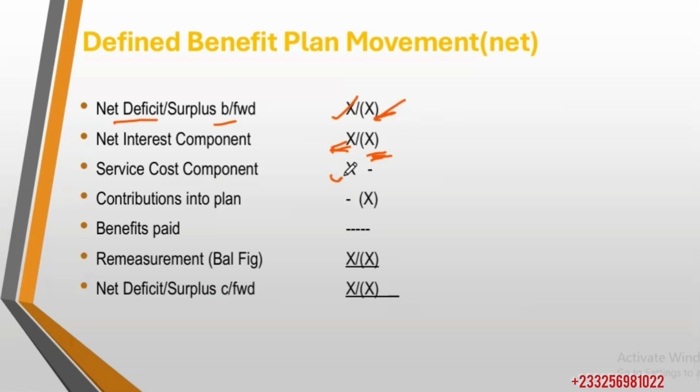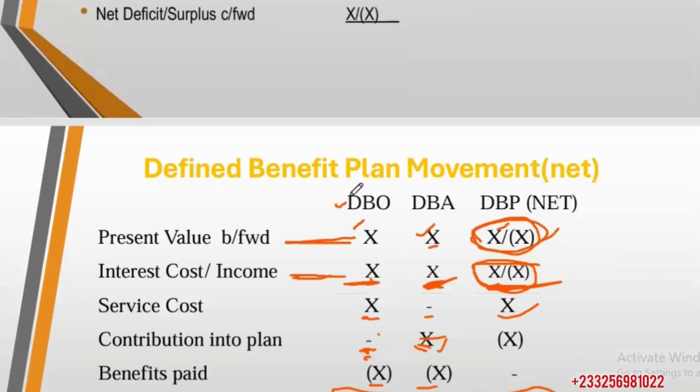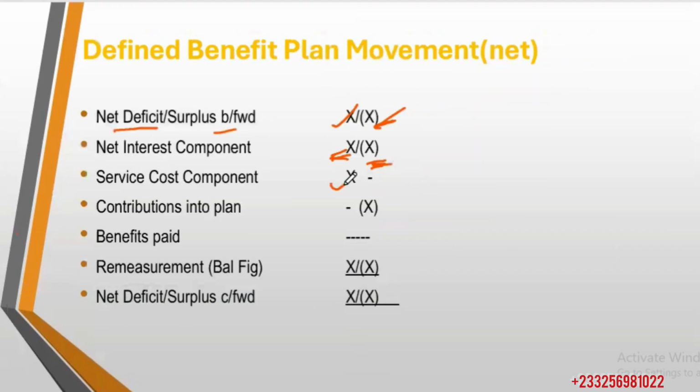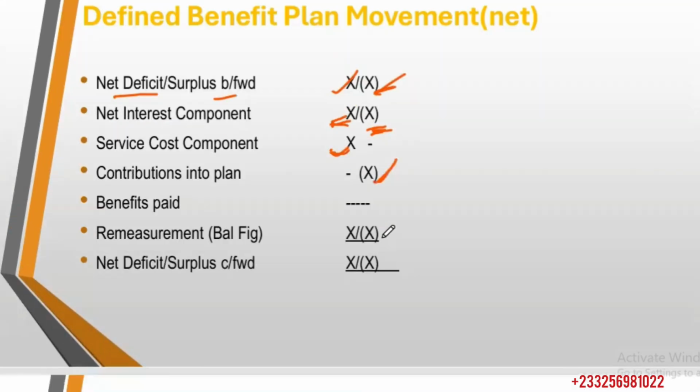Then the service cost, we said it is added to the net. We saw it here in the next slide. It is added. Okay, if you come here, can you see we added the service cost is added. That's the same thing here. So we add service cost to the net. Contribution to the plan is deducted from the net. Why is it deducted from the net?